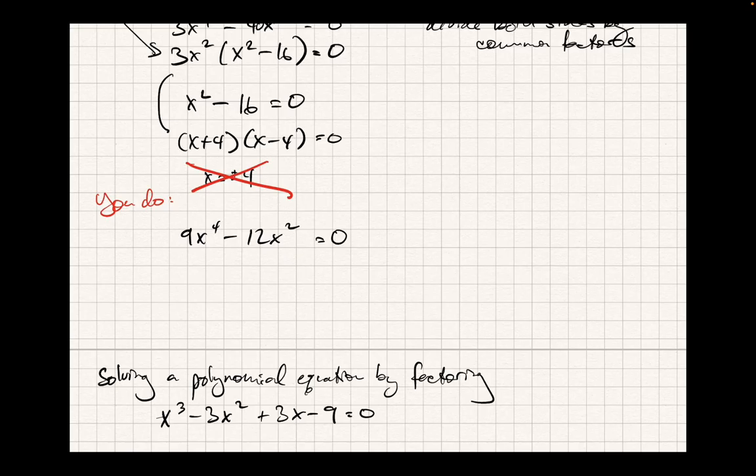Step two is what? Factor out common factors. That doesn't mean 9x squared times 9x squared. Factor out whatever these two terms have in common. What are they? 3x squared. 3 goes into 9 three times, 3 goes into 12 four times, x squared goes into x to the fourth twice, and x squared goes into x squared once. So we can factor out common factors.